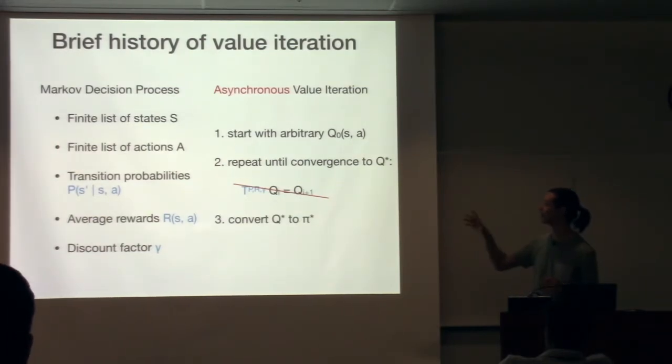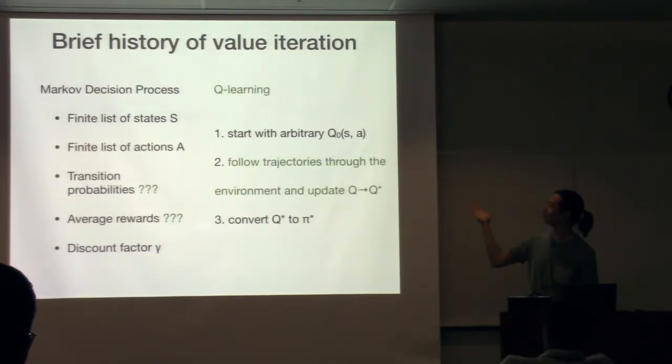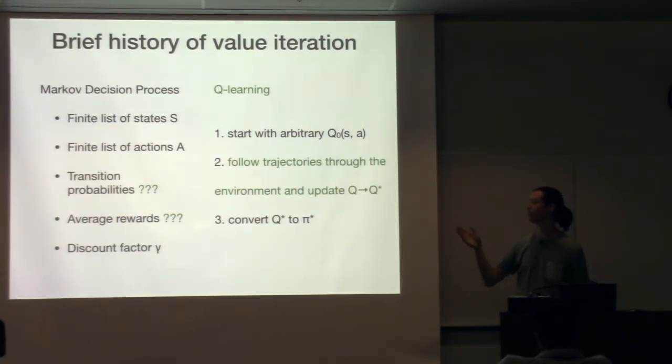This is the last setting that I'm going to talk about where you know the transition probabilities and the average rewards. The next setting, where we're using Q-learning, is much more like the reinforcement learning setting that we see when we first learn about reinforcement learning. We have the same states and actions, but now we don't know what the transition probabilities are, and we don't know what the average rewards are. To figure these out, we are going to have to interact with the environment.